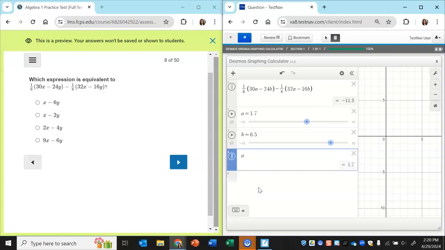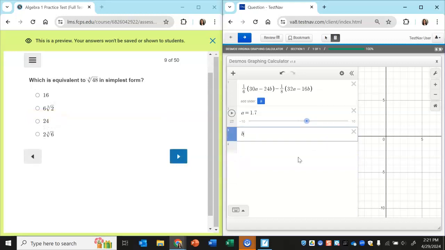Anyway, for x, I did a minus 6b. Is that the same value? Nope. What about a minus 2b? It's the exact same. They're equivalent. So that's how I would do this problem. Of course, we can do this by hand by distributing, and then distributing, and then combining like terms. But this is another way you can do this in Desmos.